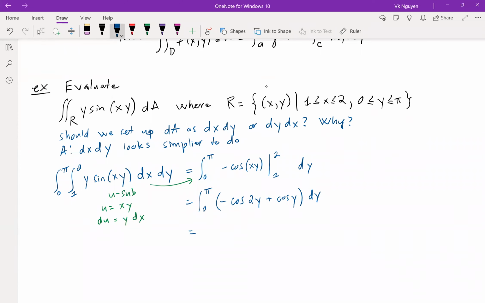So similarly, you're going to use the u sub, and then the derivative of cosine is sine. The derivative of sine is negative cosine. So it's going to be negative 1 over 2 sine 2y plus sine y from 0 to pi. Oh, but then look at here. This sine. So you plug it in, you're just going to get 0 because of this sine.